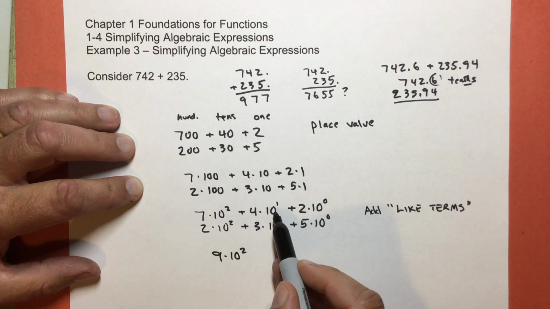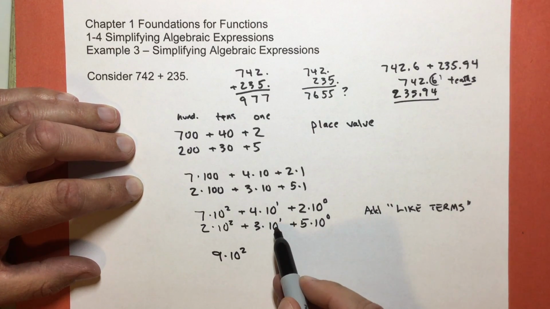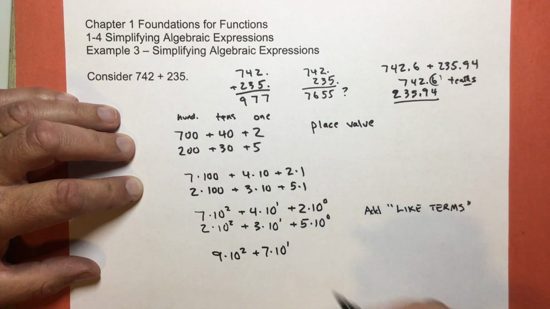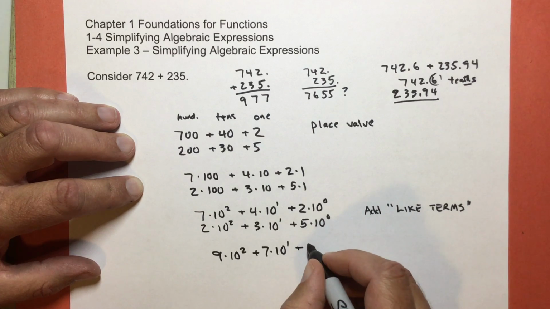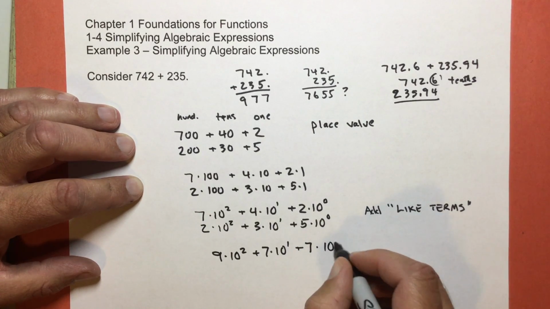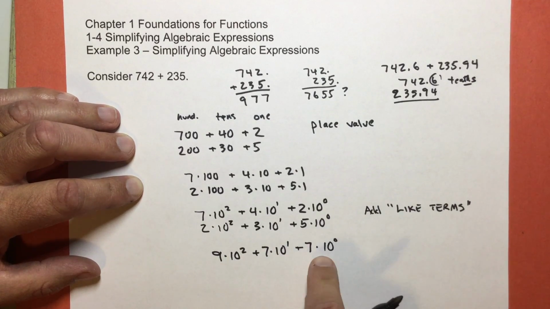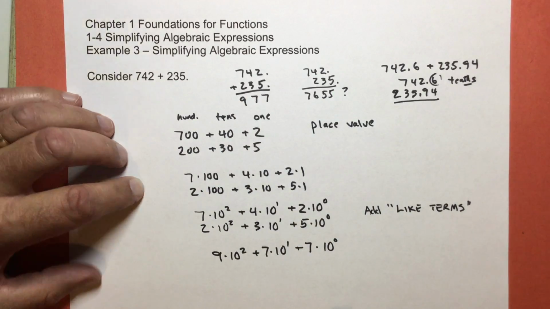I've got 4 of the 10 to the first power. I've got 3 of 10 to the first power. So I've got 7 10 to the first powers. And of course, I've got 7 10 to the 0 power. And that's going to give me my 977, which is what I said it was.